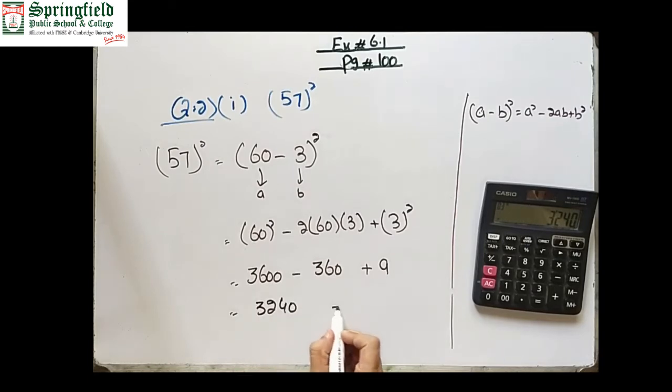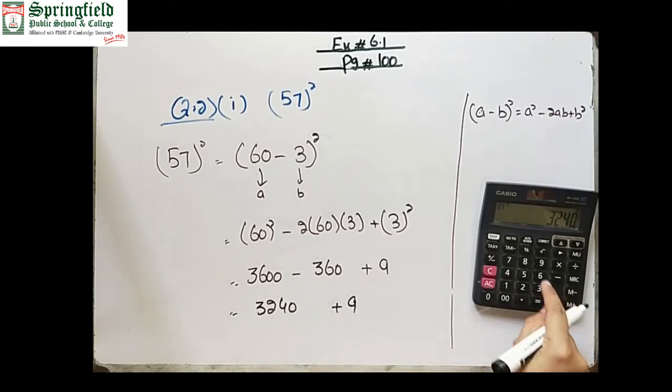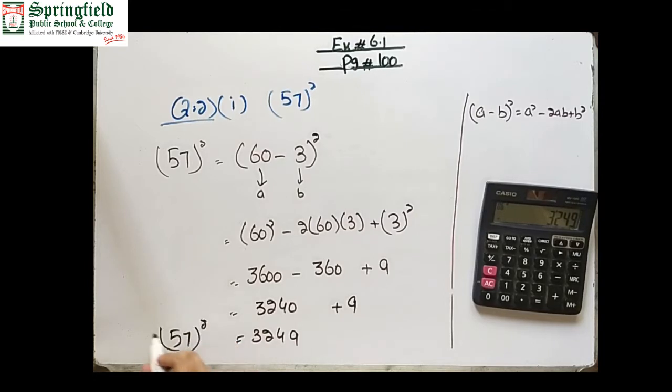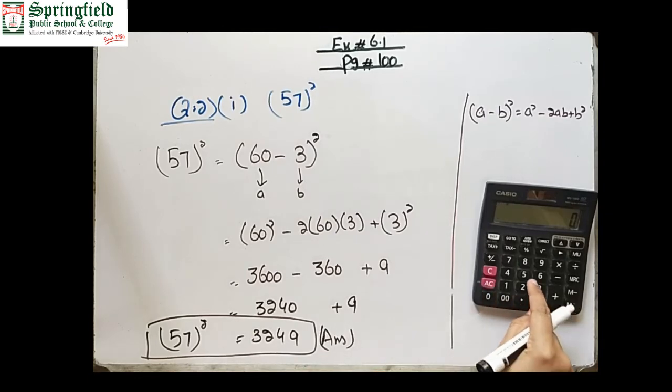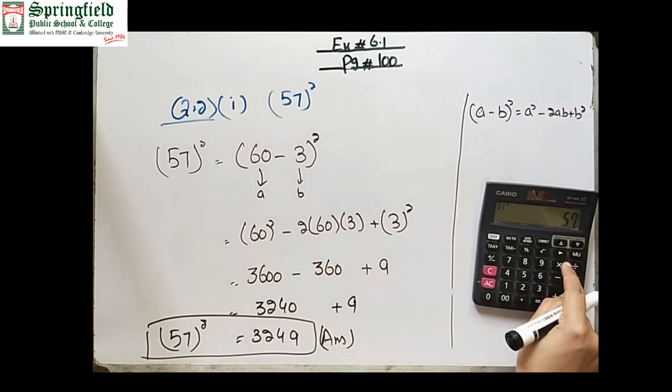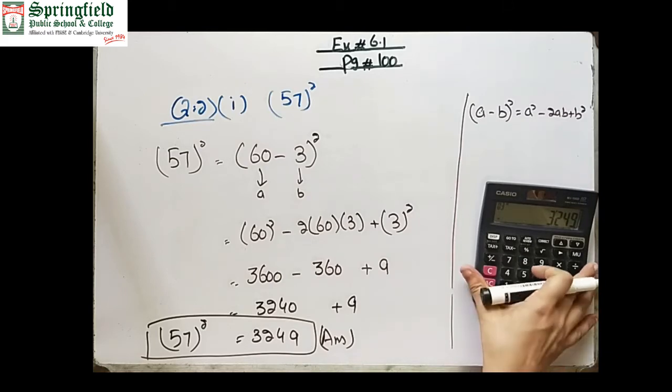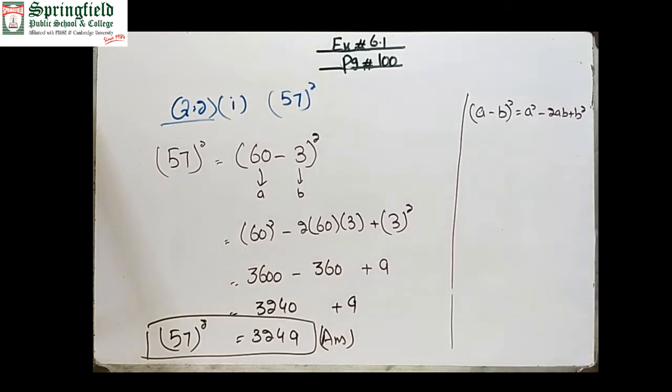3240 and then plus 9. So it will become 3249 and this is your final answer. Whole square is equal to 3249, and you can check that 57 square means 57 will multiply 2 times. So what will be the answer? 3249, just the same. Fine. So in both cases your answer should be the same and this is your final answer.